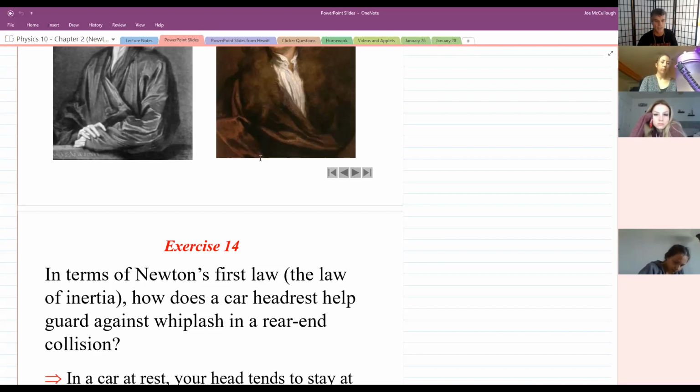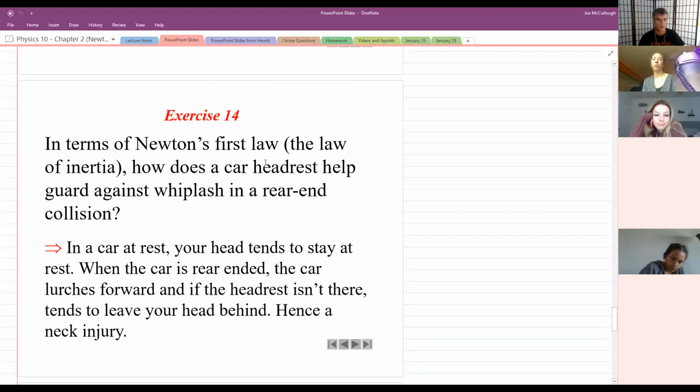If the headrest wasn't there, your head tends to stay at rest because of inertia. If the car gets rear-ended, your body is going to lurch forward because of the seat. But if you didn't have a headrest, then nothing would be causing your head to move forward until your neck stretched enough that it exerted a force on your head.